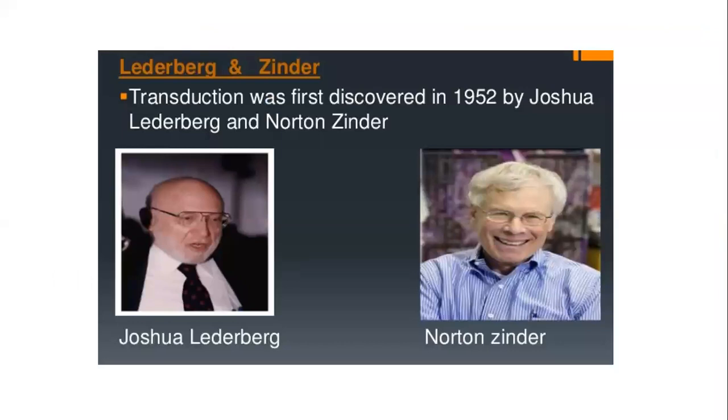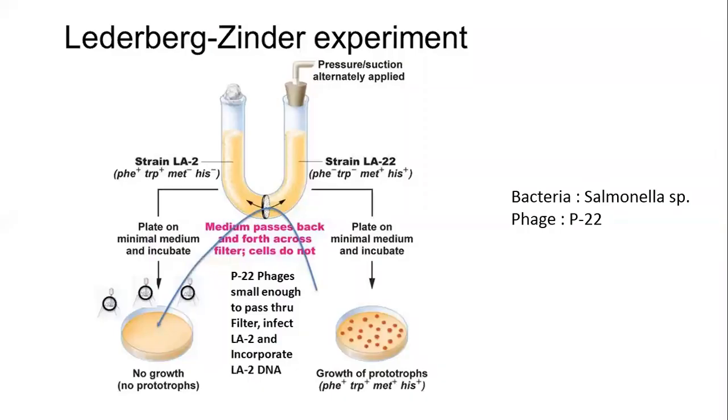The transduction mechanism was first discovered in 1952 by Norton Zinder and Joshua Lederberg. And due to this experiment, along with the discovery of conjugation, Lederberg was awarded the Nobel Prize in the year 1958. Basically, this is the experiment that they executed.